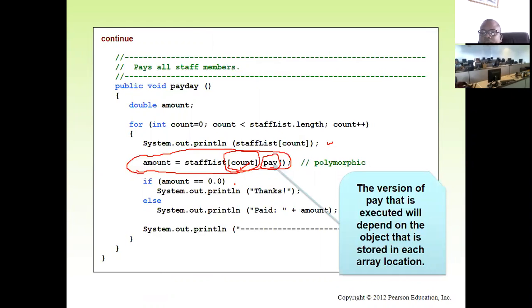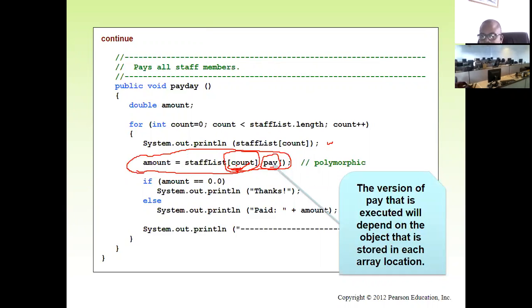So all of a sudden, we have multiple different object types that inherit from a parent type. And we have to do nothing special to figure out which is which, because we already set up our classes with our varying pay methods. The version of pay that is going to be executed is dependent on the object at the current position that is being pointed to.